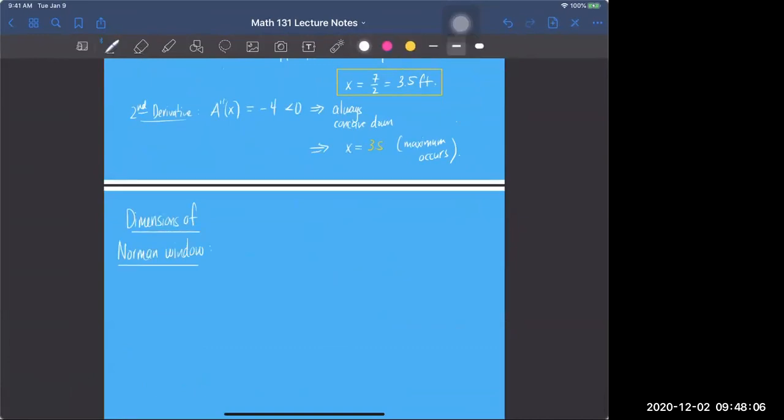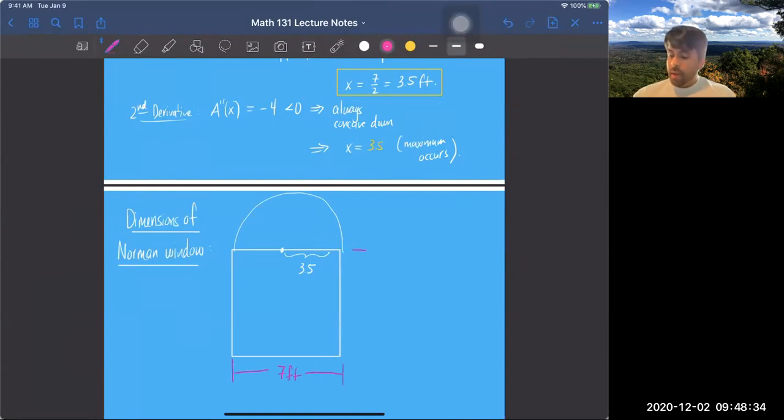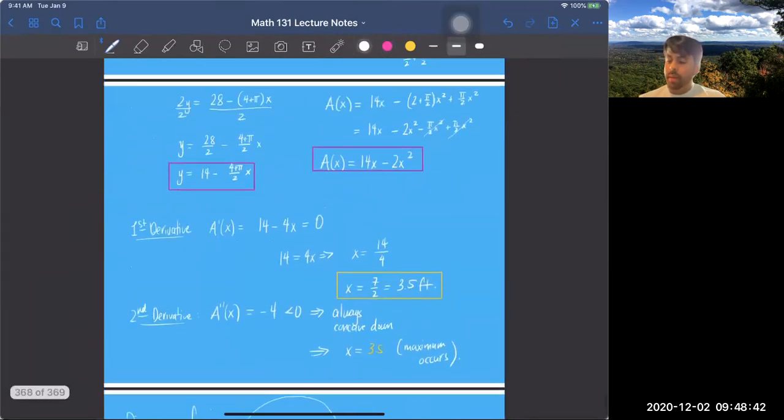Because again, my Norman window is given by a rectangle, and it has a semicircle like this. So if I figured out that this has to be 3.5, then that means that the width of my window must be what? 7 feet? And then what would y have to be? Well, what was y?